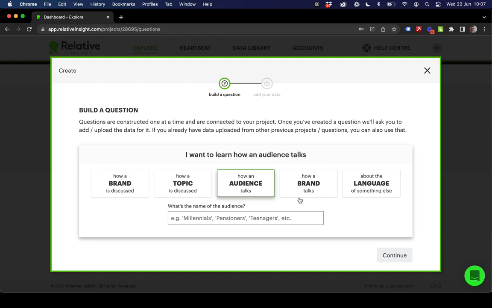You also have how a brand talks, and this is very similar to the first option we talked about, but instead of looking at brand perception, here we're looking at brand messaging and the words that brands are using to promote their products and services to their target audiences. And of course, if you have a comparison that doesn't fit neatly into one of these categories, you have this sort of catch-all option here about the language of something else.